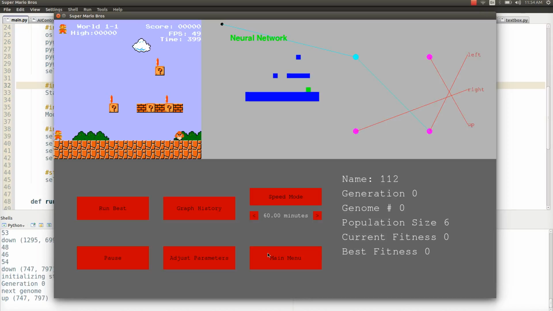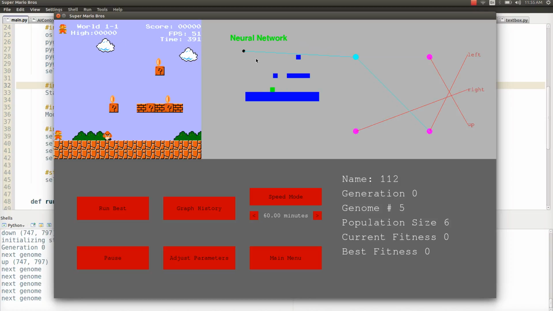And let's begin. And this brings us to the simulation screen where the Neuroevolution algorithm is actually tested. In the upper left, we have the game of Mario being played by the artificial intelligence. To the right, we have the neural network, which is controlling the Mario player, and below we have the controls. So let's explain what's going on here.